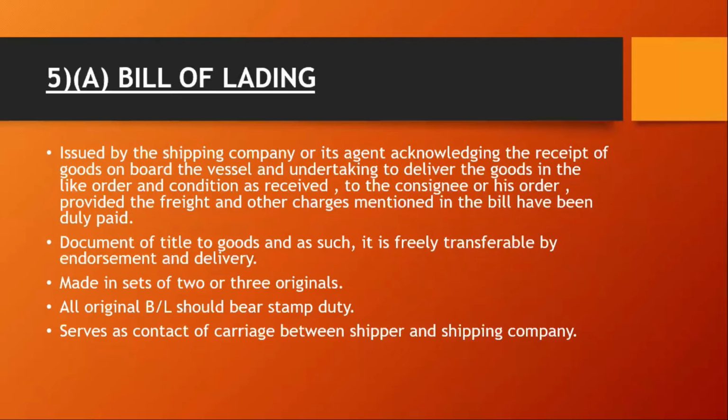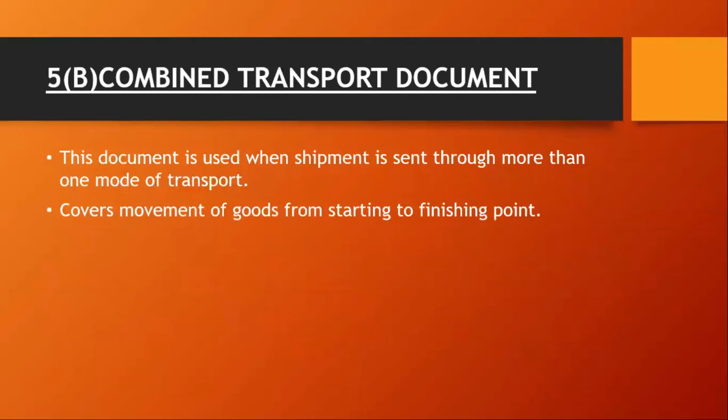A bill of lading is generally made out in sets of 2 or 3 originals. All originals are duly signed by the master of the ship or the agent of the shipping company, and all the originals are equally valid for taking the delivery of goods. Once one original is utilized, the other originals become null and void. All the original BLs should bear the stamp duty. A BL generally serves three main purposes: document of title, receipt of goods, and contract of carriage.